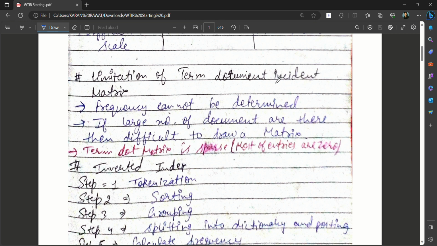So without wasting time, now we'll discuss today's topic, the limitations of the term document incidence matrix. As you can see on your screen, there are some limitations. The first is that the frequency cannot be determined.